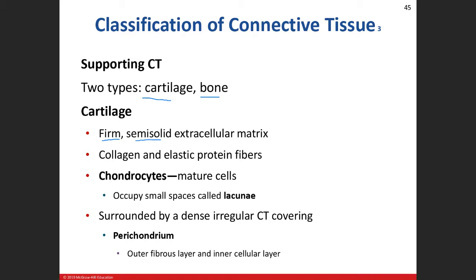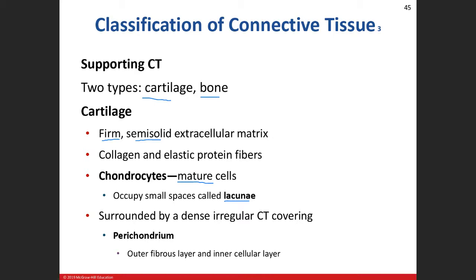So the predominant cell type in cartilage is what we call a chondrocyte. That's the mature cartilage cell. And they live in a space, a chamber, that's called the lacuna. If you've taken the lab exam, you may have seen that on one of the lab slides, asking you to name the space of whatever cell.